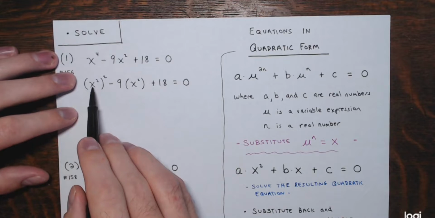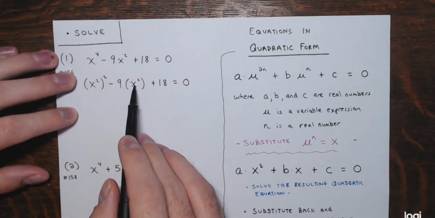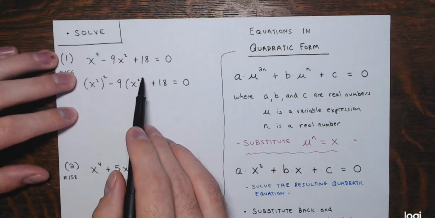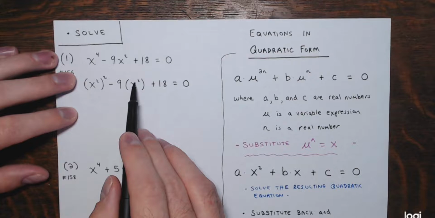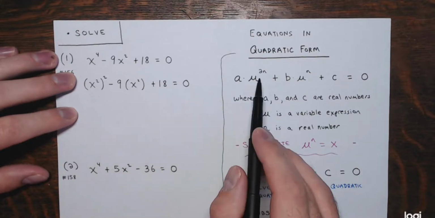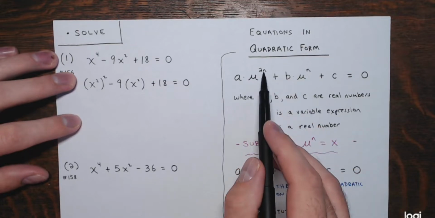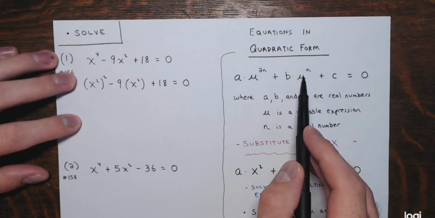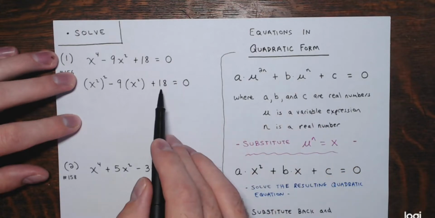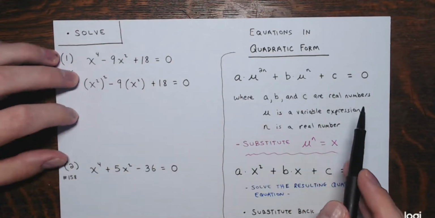You have some expression to a power that is double that same expression in the next term to that first power. The power on that expression in this term is double the power on that same expression in this term, right? U to the 2n, u to the n. And then we have plus some constant, right? Plus 18 equals 0. This takes on that form exactly.